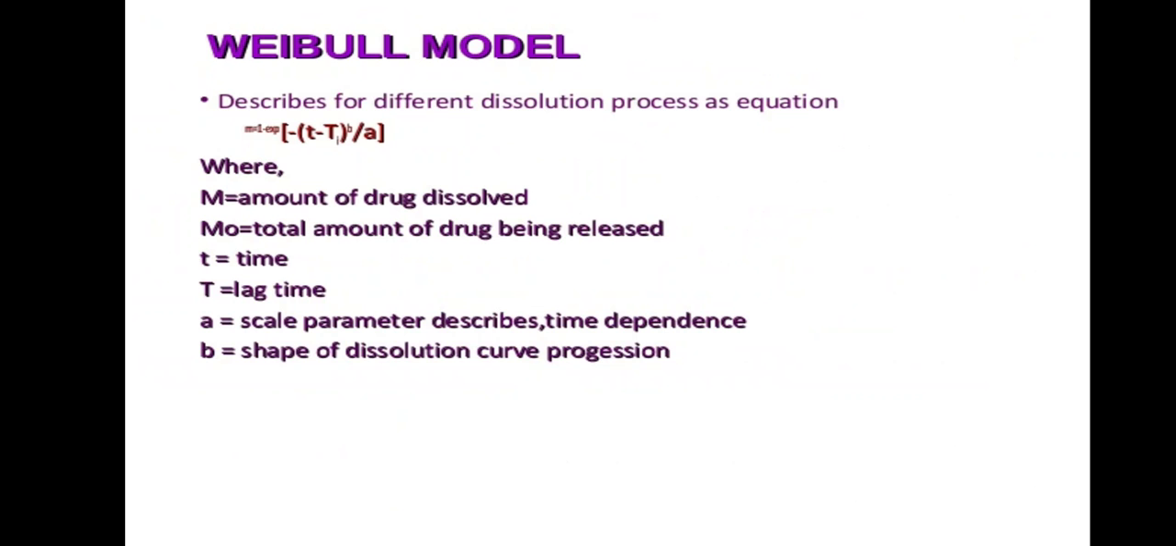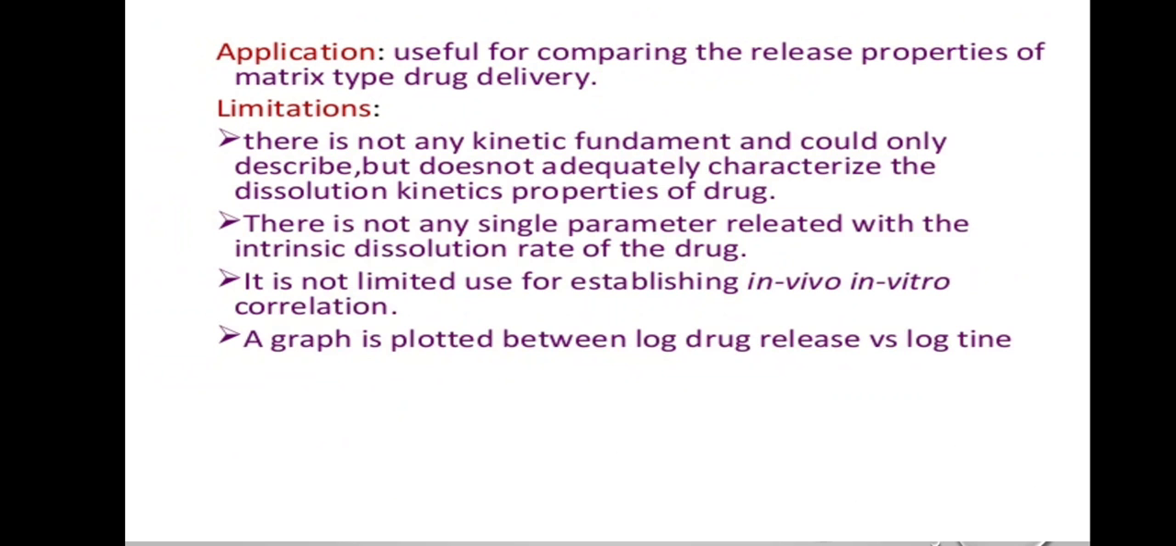Weibull model describes different dissolution processes by an equation. Here M is the amount of drug dissolved, M infinity is the total amount of drug being released, and t is the time. a is a scale parameter to describe the time dependence, and b is the shape of the dissolution curve progression. Applications are useful for comparing the release properties of matrix type drug delivery, and limitations are here.